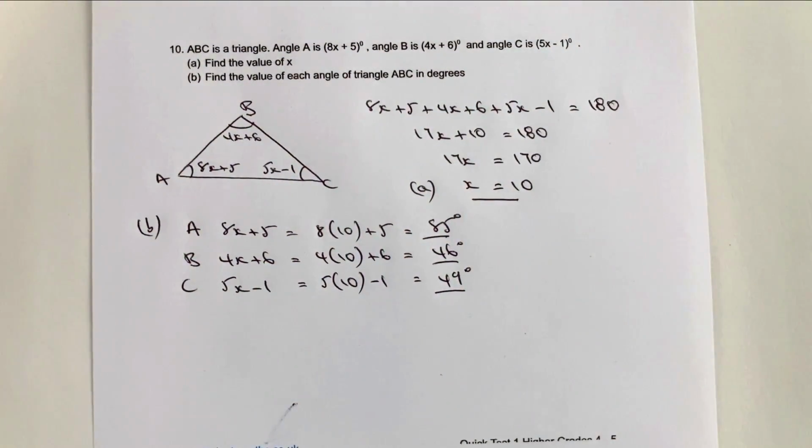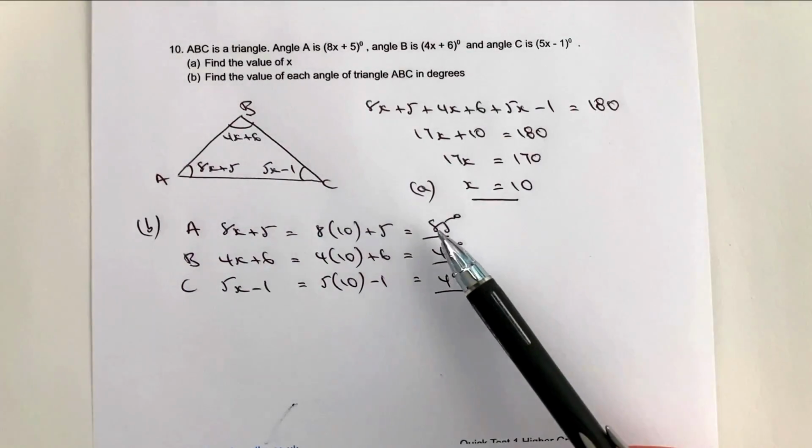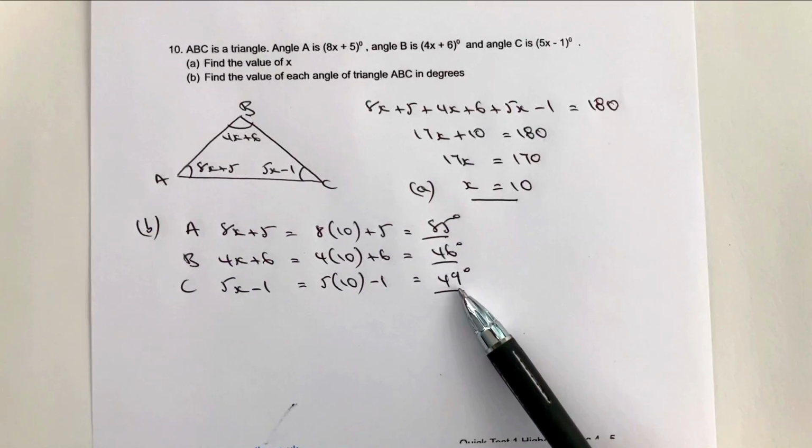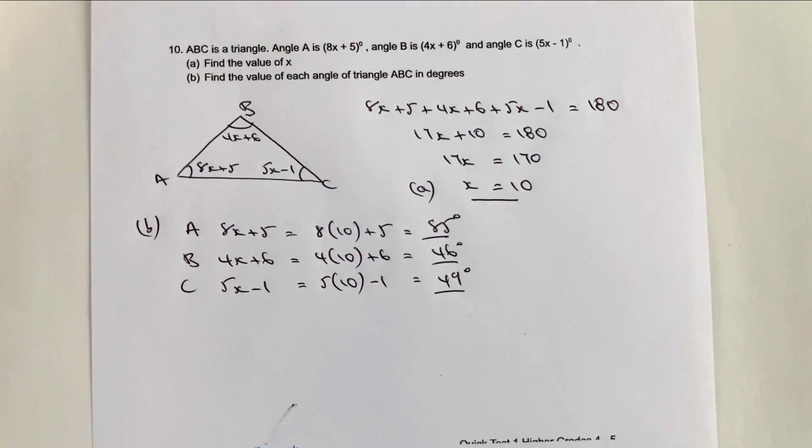Now if you wanted to, you could very quickly work out that 85 plus 46 plus 49 all adds up to 180 degrees, so that you know that you're correct with that particular question.